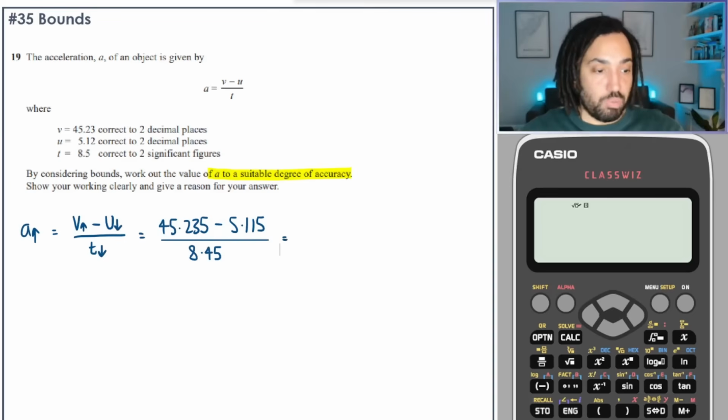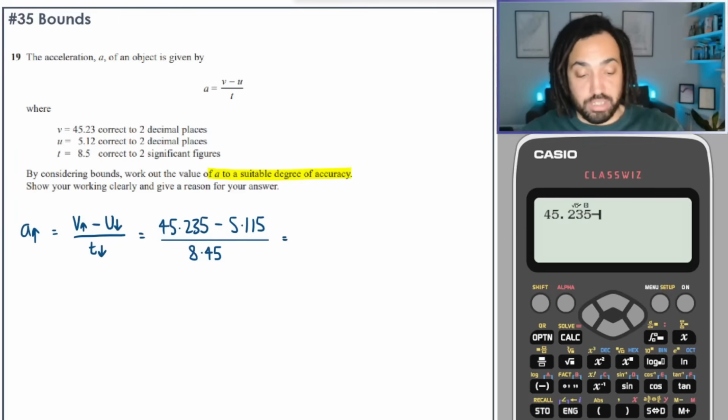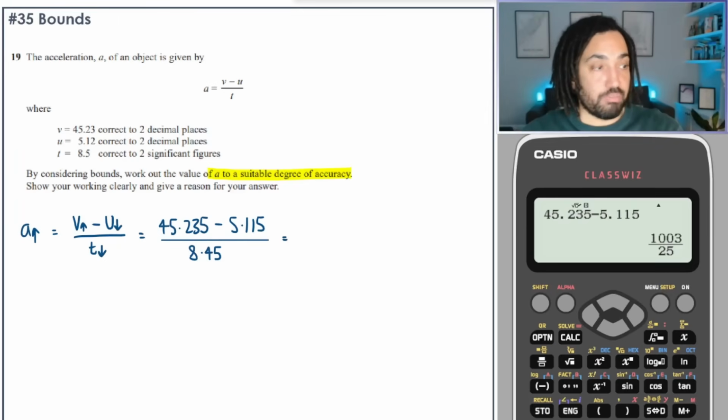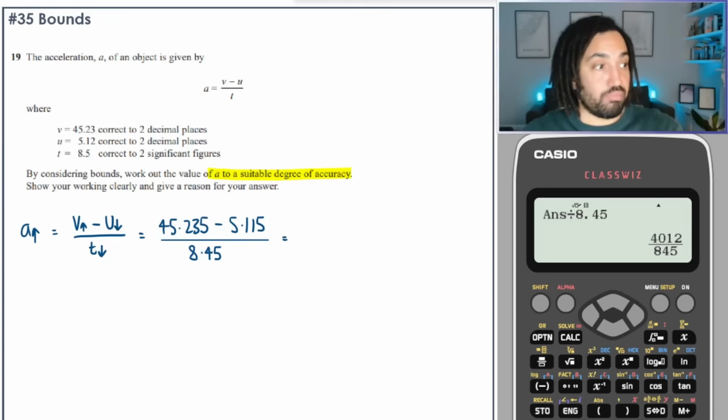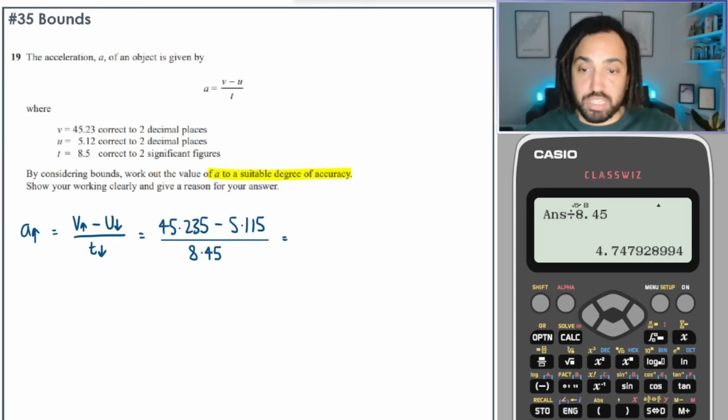Okay, what we do is we find that out. So 45.235 minus 5.115, and then divide that by 8.45. Okay, and I want the decimal expansion of that. So that is 4.7479. That should be enough.